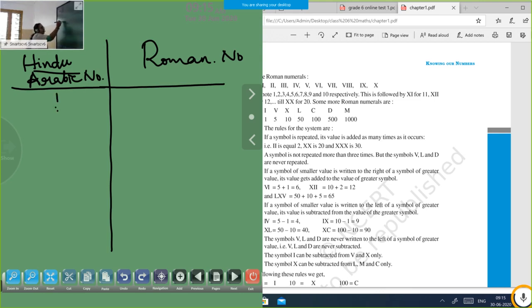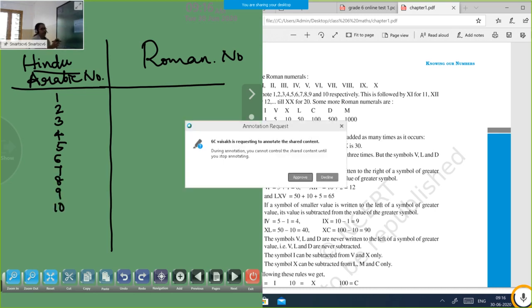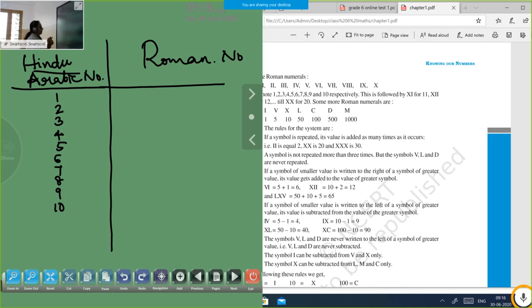Then teacher is writing 1, 2, 3, 4, 5, 6, 7, 8, 9, 10. Then teacher is writing 11, 12, 13 here. After that, teacher will change the page. Then what is the Roman number for 1? We wrote it, that is I. What is the Roman number for 2?